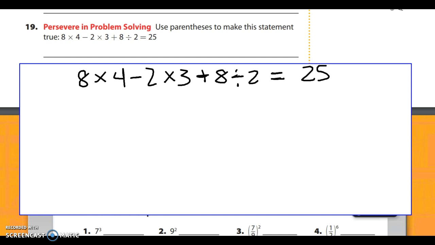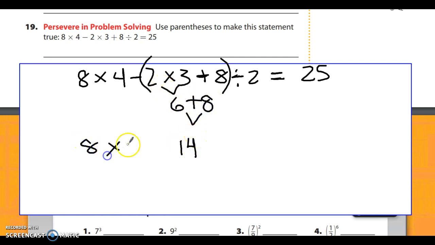Here's what you're supposed to do. You're supposed to put the parentheses here and here, and I'll prove that to you right now. Once inside the parentheses, I do this first. 2 times 3 is 6. And then I immediately add 6 plus 8 is 14. Now watch how the rest of this will work. 8 times 4 minus 14 divided by 2. 14 divided by 2 is 7, and 8 times 4 is 32. And 32 minus 7 is 25. So this right here is where we needed to put the parentheses to make that true.